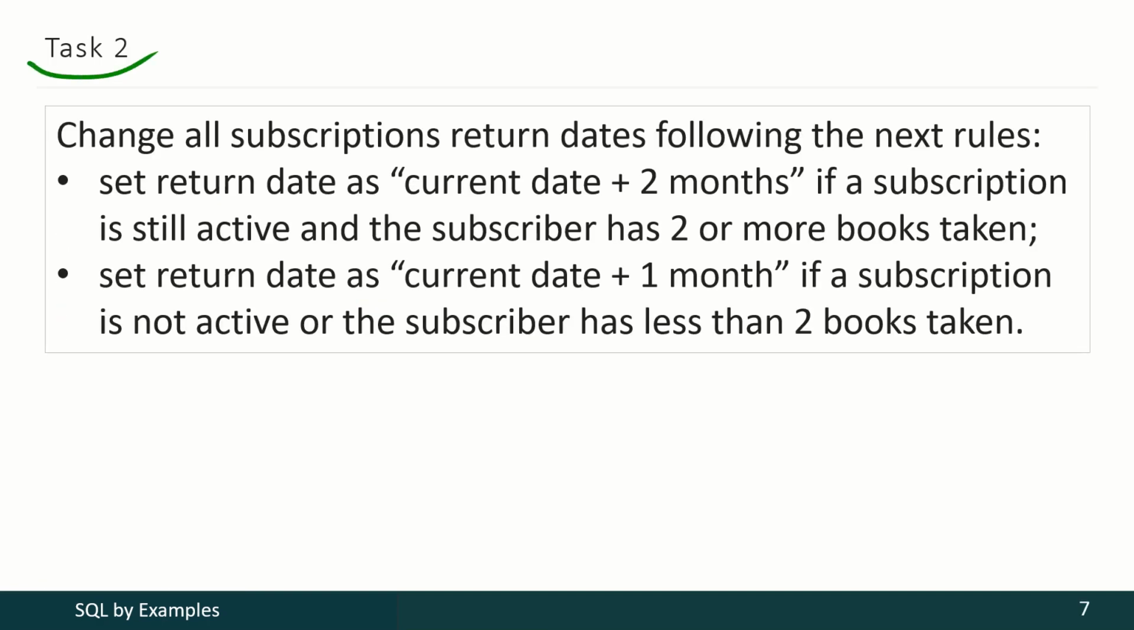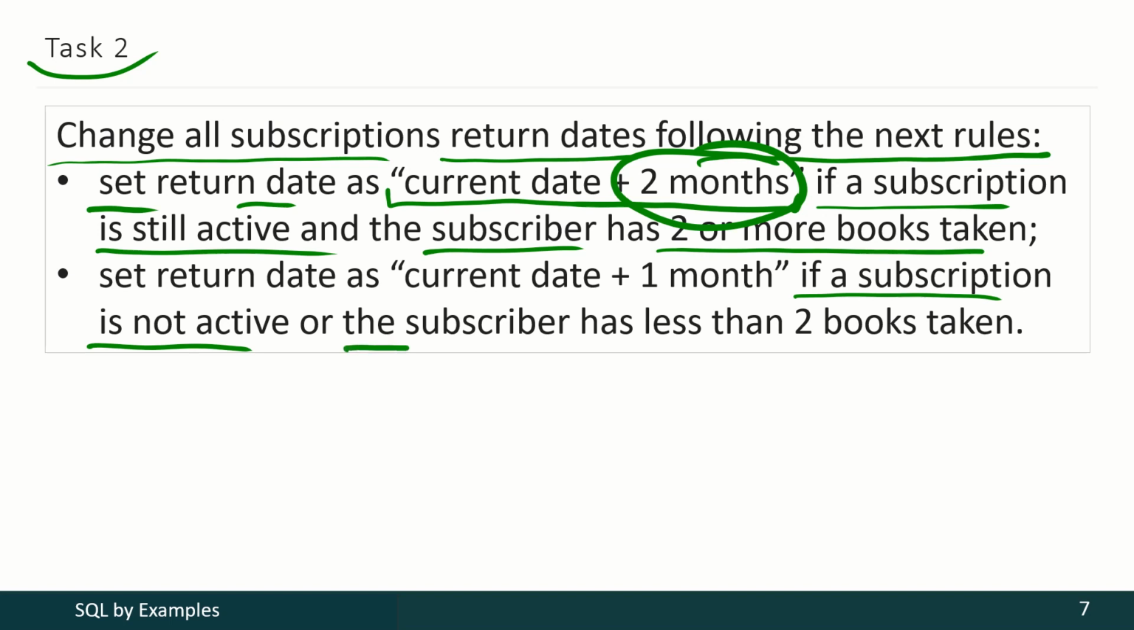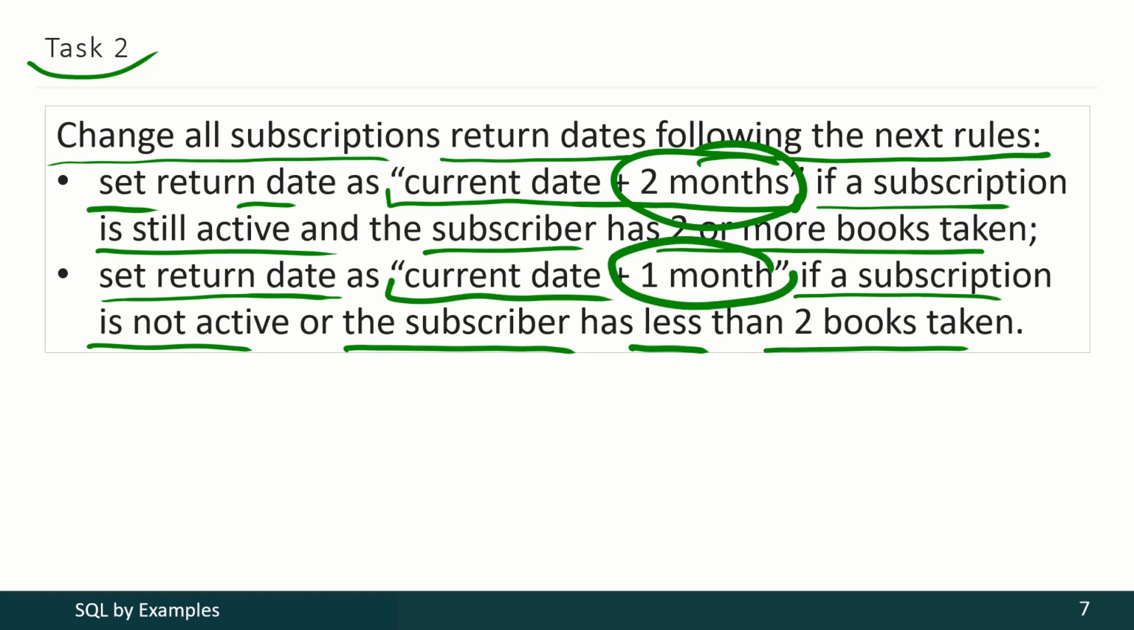In the next task we have to change all subscriptions' return dates following the next rules. If a subscription is still active and the subscriber has 2 or more books taken, we have to set the return date as current date plus 2 months. But if a subscription is not active or the subscriber has less than 2 books taken, we have to set the return date as current date plus 1 month.